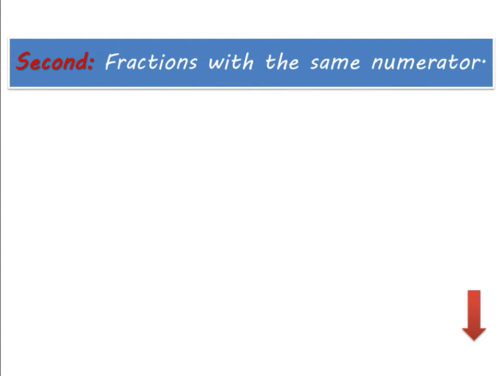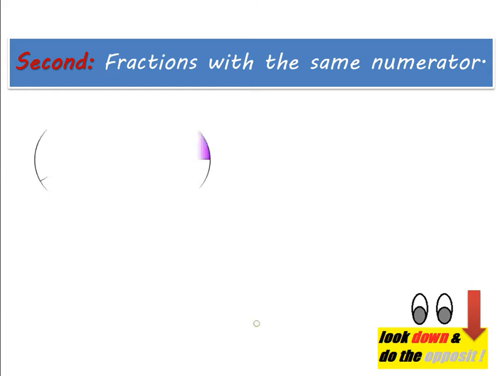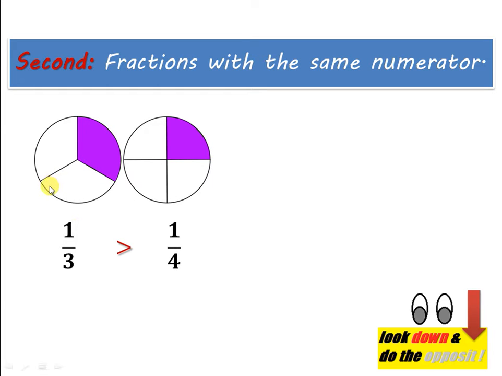The second case, if we have fractions with the same numerator, the number up is equal, but the number down is different. So we look to the number down. Look here, we have 1 colored piece in both shapes, or in both fractions. However, the size is different. Why? Because in this shape we cut it into 3 equal pieces, and in this shape we cut it into 4 equal pieces.